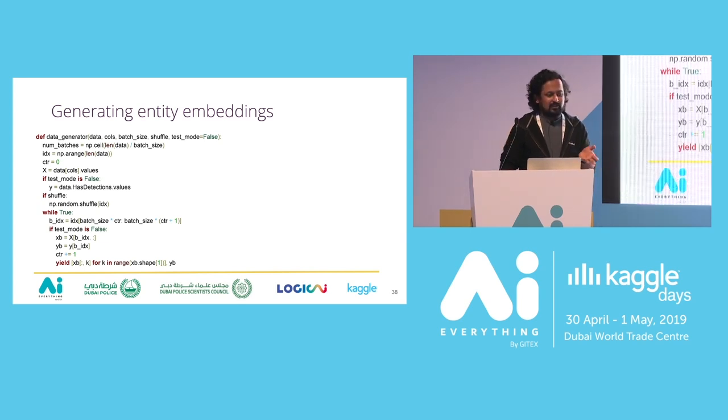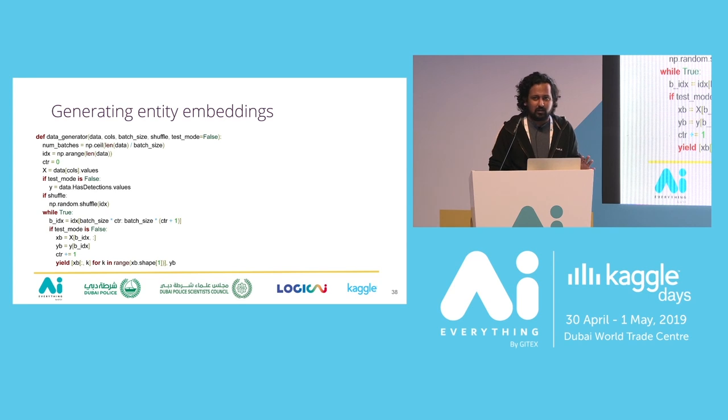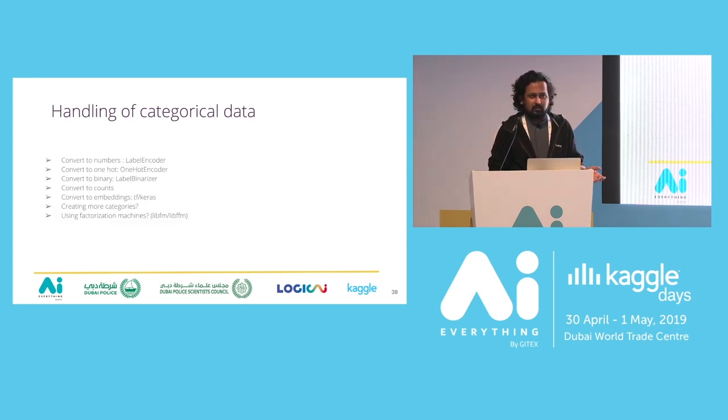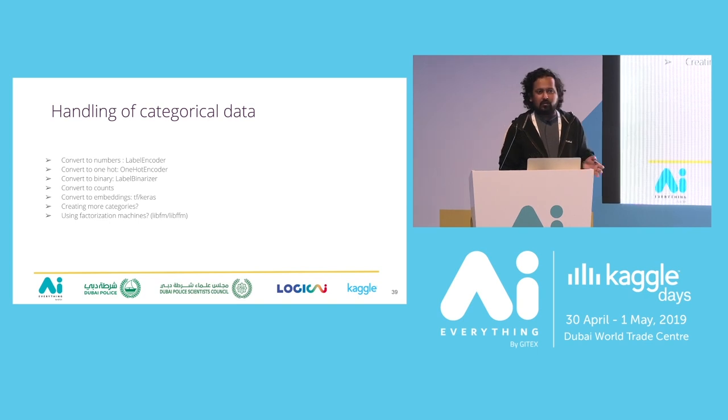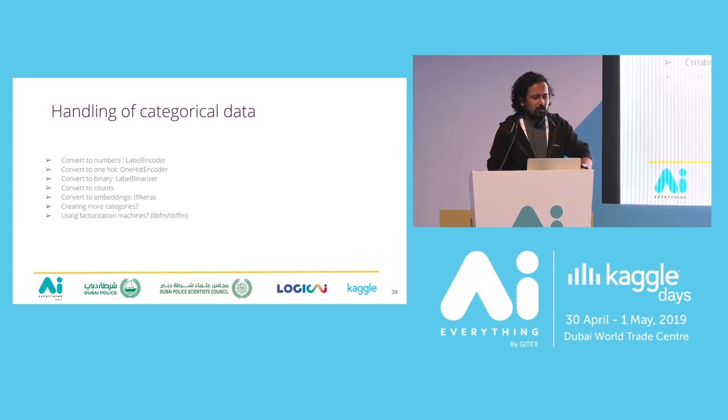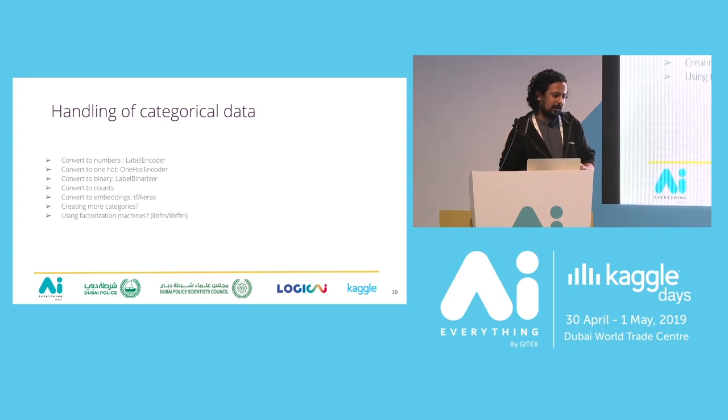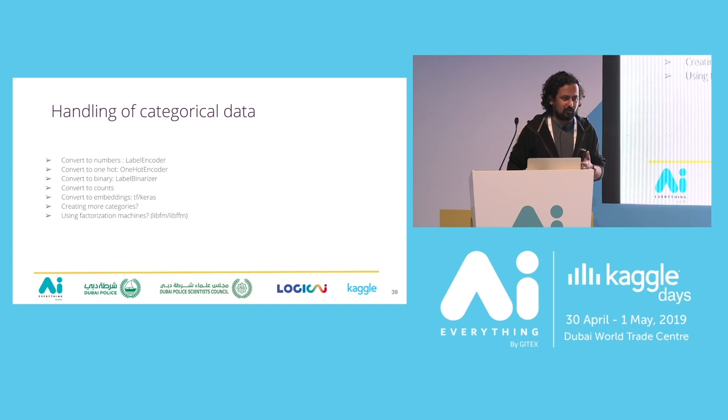So that's one of the ways you can handle categorical data. The different points are: you have label encoder, one hot, binarizer, you can convert it to counts, you can convert it to embeddings, you can create more categories out of the categories you already have, and you can also use factorization machines. I'm not going into too much detail here, but if you have worked with a recommendation system, you know how they work. It's kind of similar to embeddings.